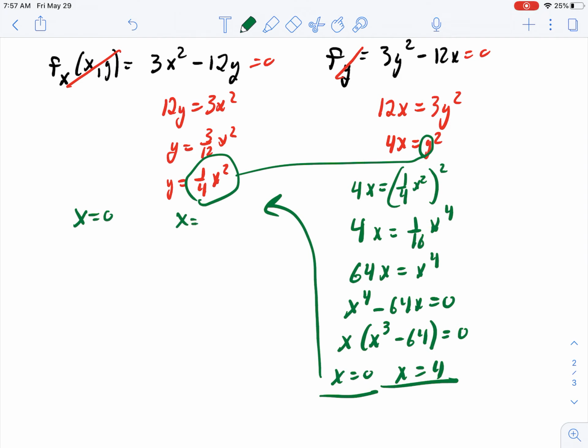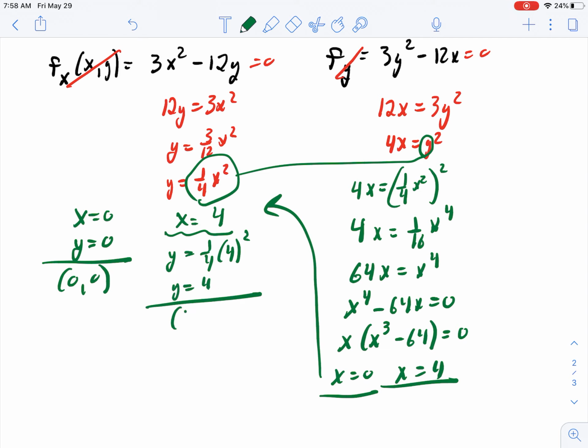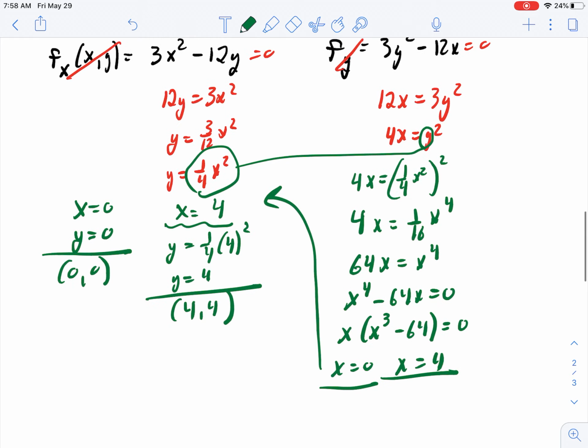Now if I come back up here and get my y value, y would be 0 there, so one point would be (0, 0). And here, if I plug in 4, y equals 1/4 times 4 squared, so y equals 4, so my other point is (4, 4). Like I said, that's the hard part. Okay, so there's our 2 points.